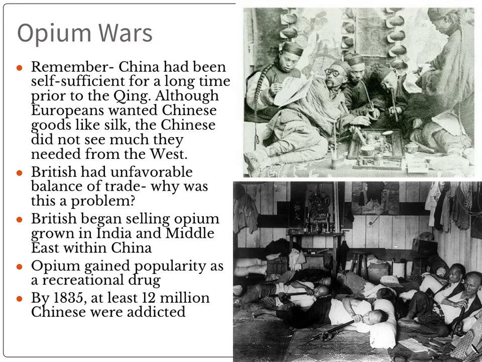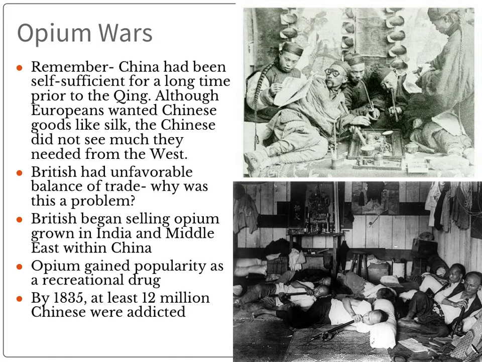Part of the reason the British were able to do this is that opium grows in the Middle East and India, which we know is where they were establishing colonies at the time. So they were able to use that to then import the opium into China. Opium caught on in China because people became addicted. It's a highly addictive drug. And by 1835, at least 12 million Chinese were addicted.